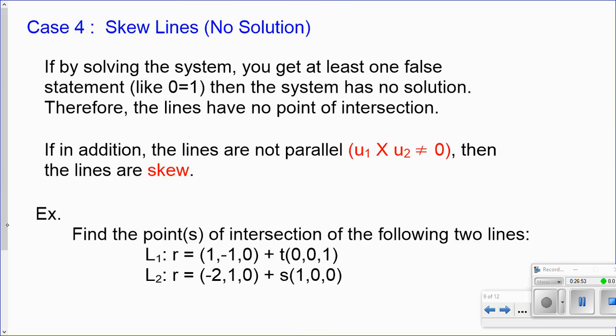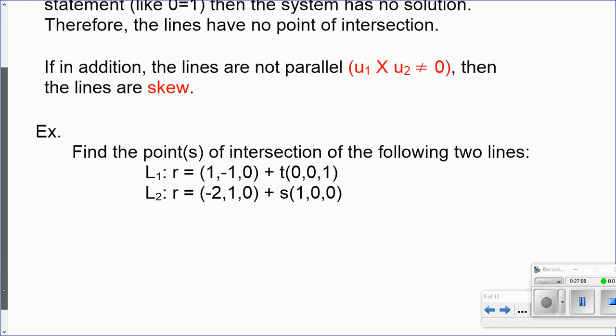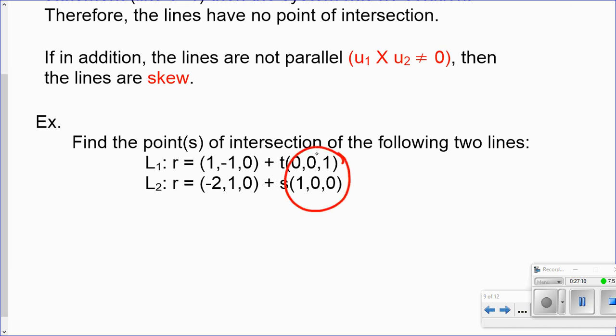All right, finally, skew lines. Skew lines can develop when we're solving a system and we get at least one false statement. We should look at the fact that the cross product won't equal 0, and they have no point of intersection. So right off the bat, look at our direction vectors. They're not related at all, so these are not parallel lines.